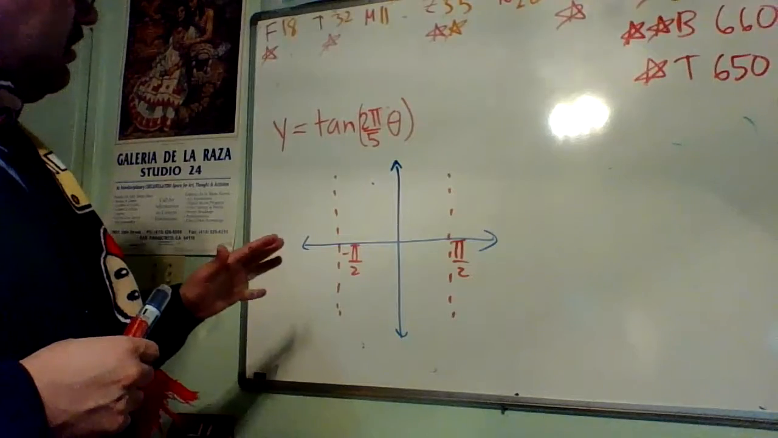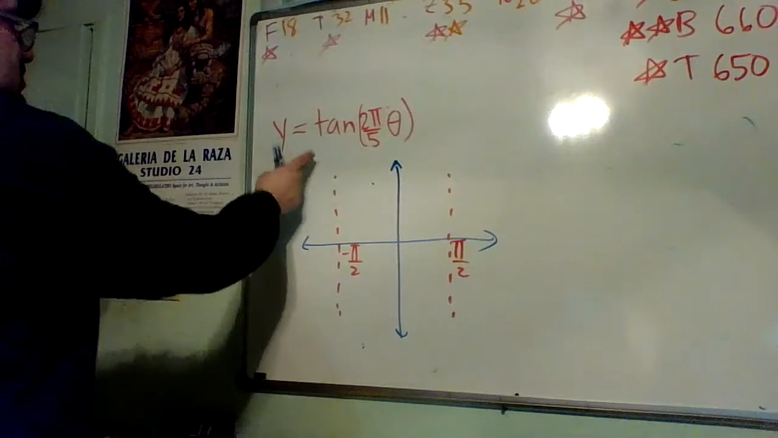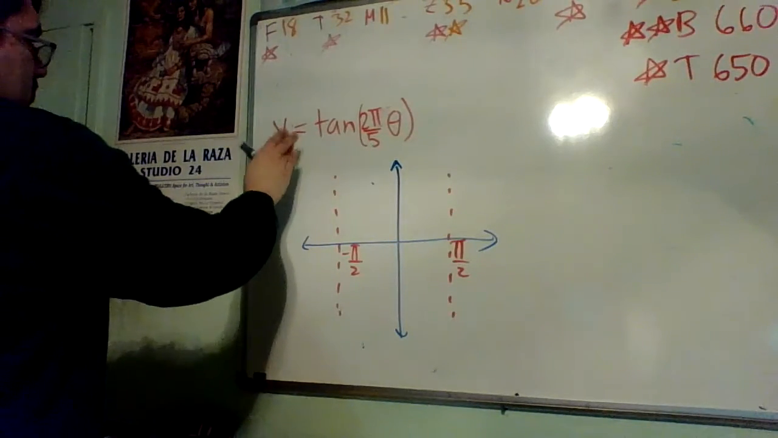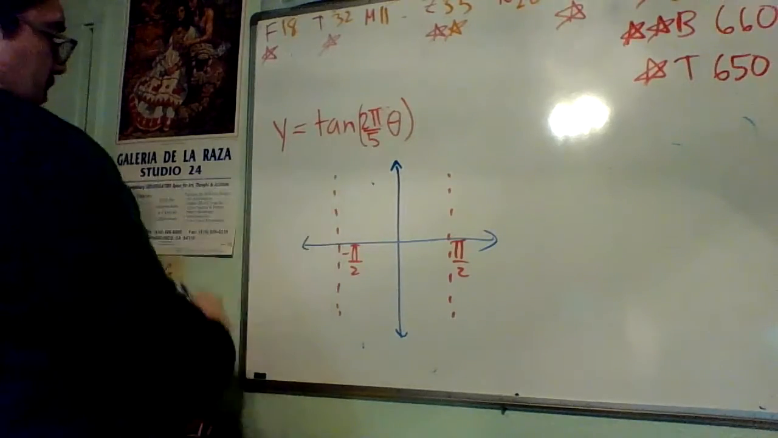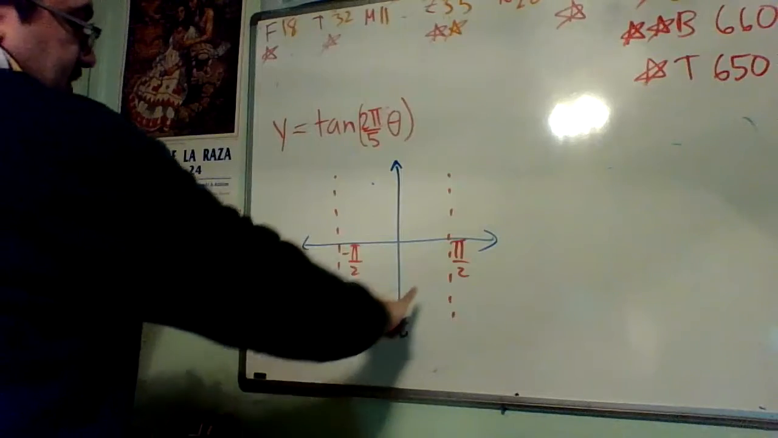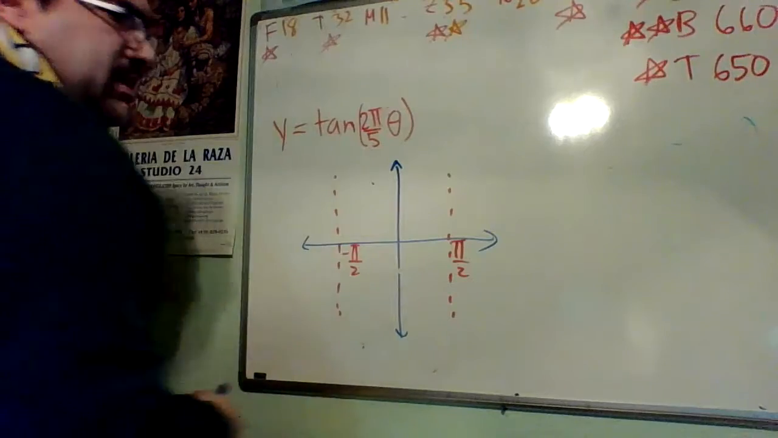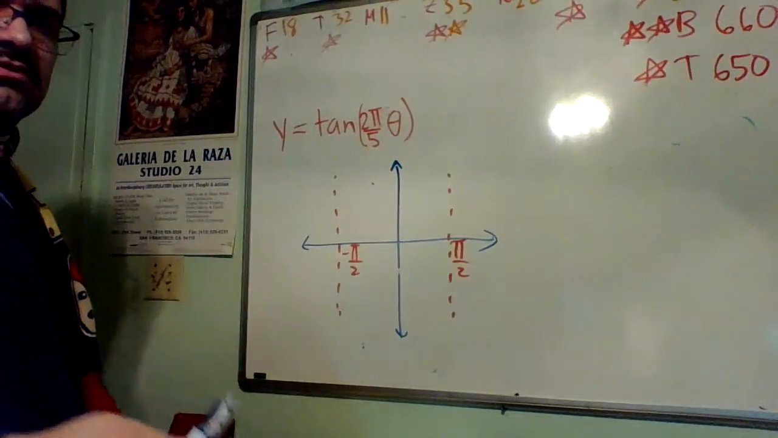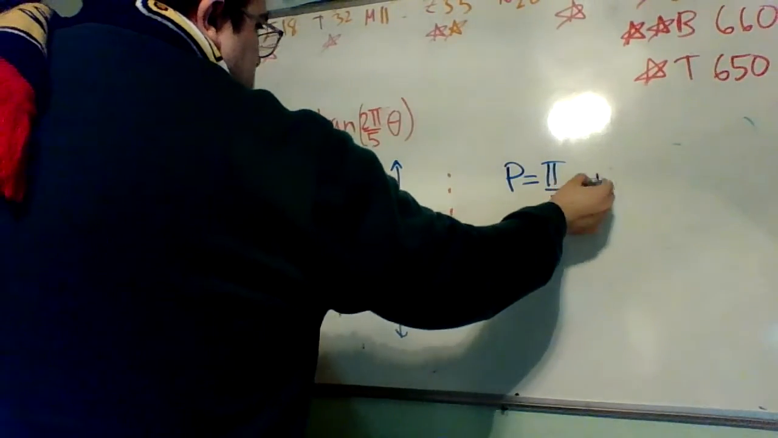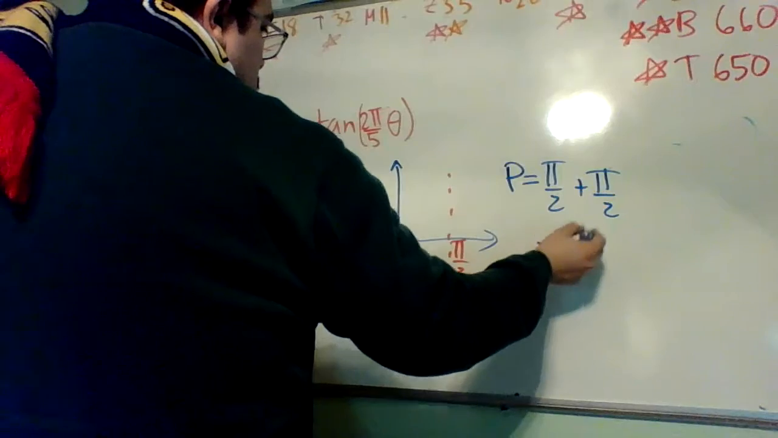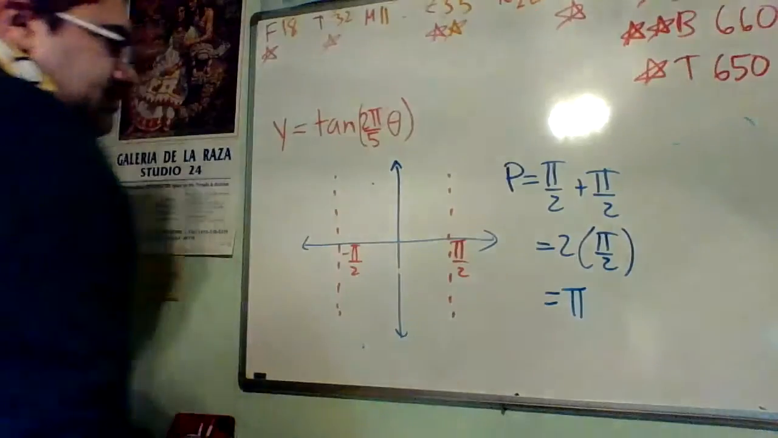Now let's think about what this thing actually does. This spot is for the A value, our amplitude. This is the B, the thing that messes with the period. But what is the period down here? This is pi over 2 and this is pi over 2, so we have to add those two values. The period is pi over 2 plus pi over 2, which is the same as 2 times pi over 2. Either way, we get pi.